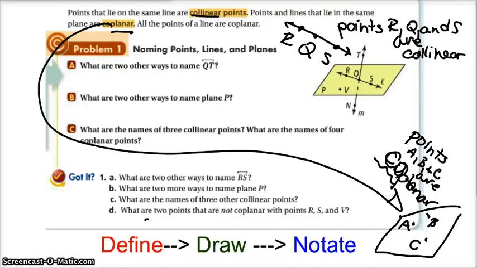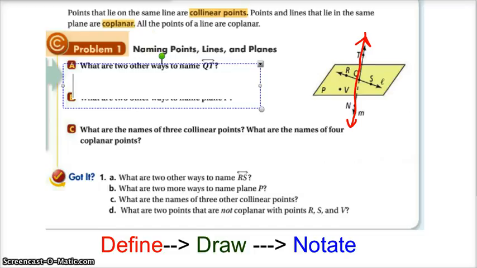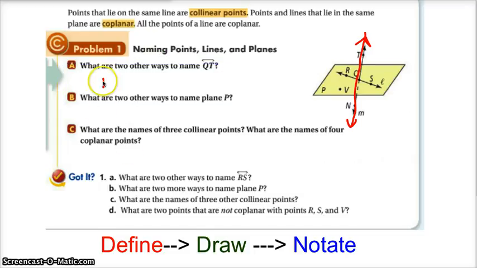All right, let's look at some of these examples. And I know you don't have these anywhere, but just kind of follow along. What are two other ways to name QT? Well, let's look at QT. One of the things about geometry is to get your hands on it and really draw it, especially in different colors. So QT is representing this line. Well, I could call it TQ and just switch it, make sure there's a line on top.